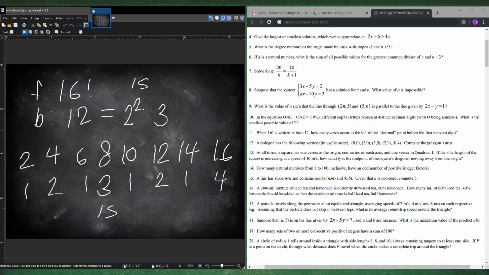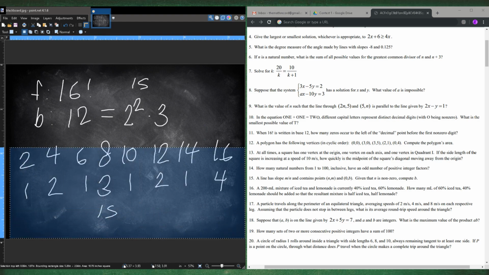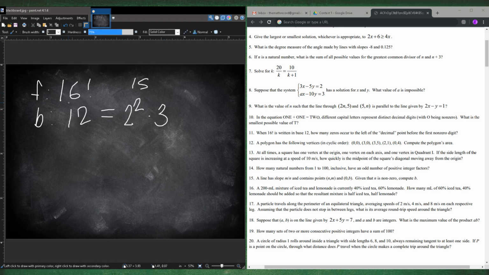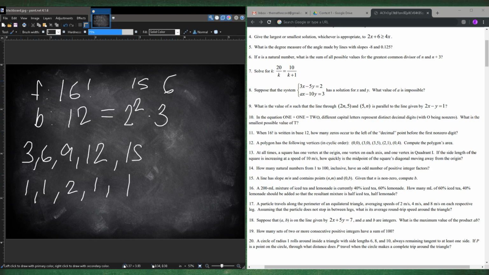And now we just need to count the number of 3's, basically. So up to 16 we have 3, 6, 9, 12, and 15. So you have 1 here, 2 here, 1 here, and 1 here. So basically, you have 1, 2, 1, 2, 4, and 6. So you have 6 3's.